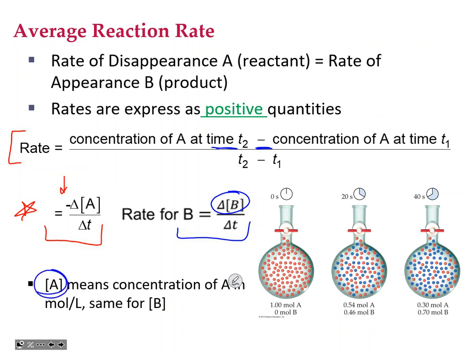Don't forget bracket notation. You're going to see it all throughout this unit. Bracket notation means concentration. Concentration is moles over liter. You're going to see all the chemical species in brackets. You just automatically need to think molarity. All right? So this is the general idea of working with reaction rate.